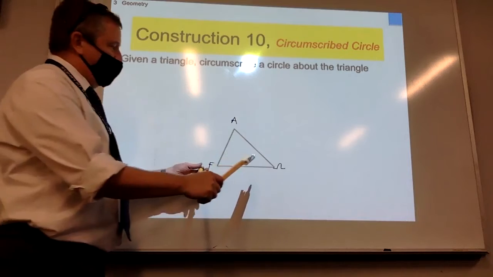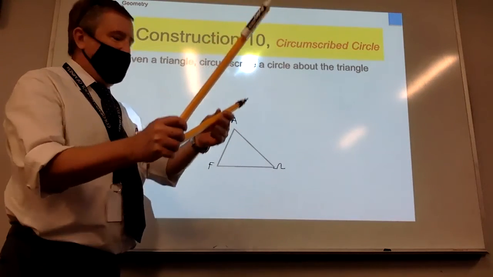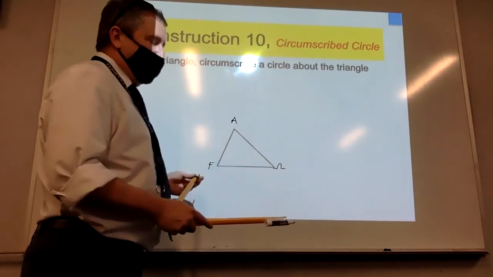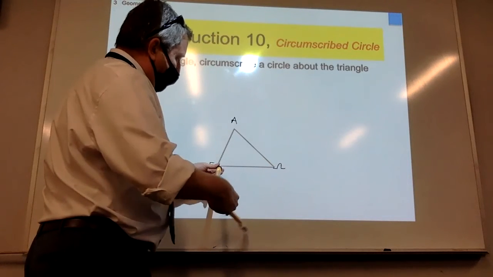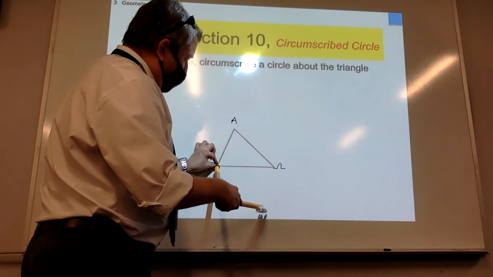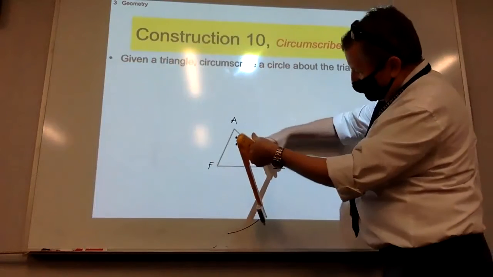Open it up to a distance. Because I don't want more marks on the triangle, I'm going to open that up a lot so that my marks go way up here, or down below, I guess. Yeah, let's do down below. So I'm opening it up to larger than the side, but that's okay. I put it on point F, make the arc, put it on point Omega.